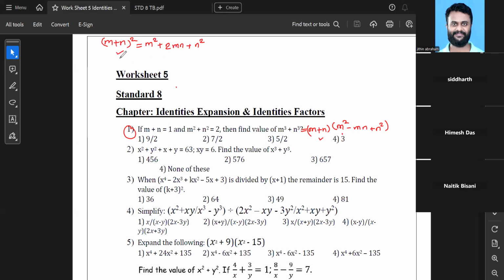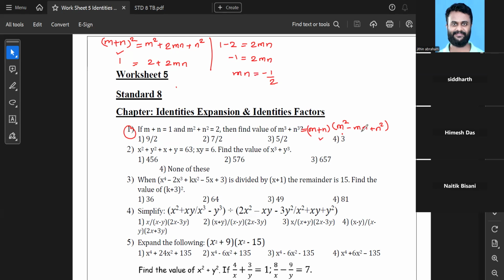Let me try it out. Instead of m plus n, I'll substitute 1. 1 square is 1 only. m square plus n square is 2, so I'll write 2 plus 2mn. Now I'll take 2 to the other side, and I get minus 1. Basically, it becomes 1 minus 2 is equal to 2mn. 1 minus 2 is minus 1, equal to 2mn. That gives me mn is equal to minus 1 upon 2.